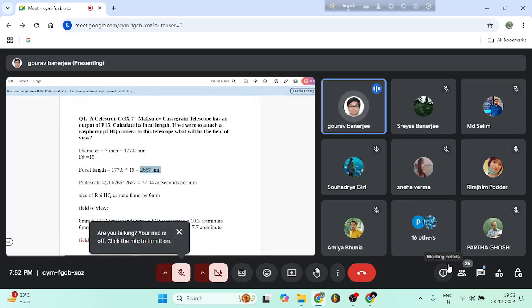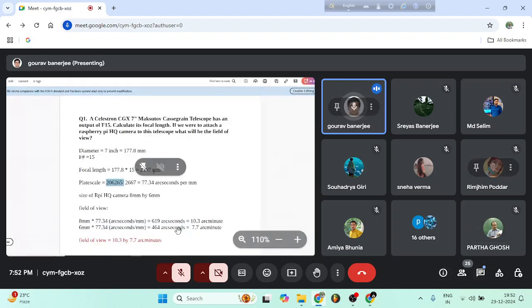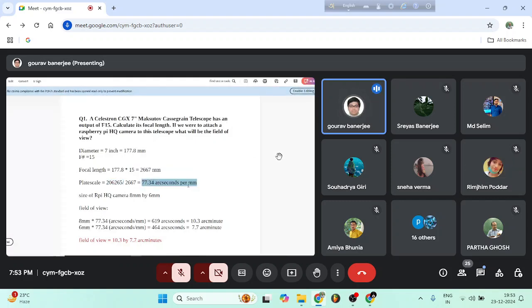And the plate scale is 206265 divided by the focal length. Because we have used this one in millimeters, we'll get our output in arc seconds per millimeter. So this thing is 77 something arc seconds per millimeter. Then we want to find out what is the size of the camera that we want to use.